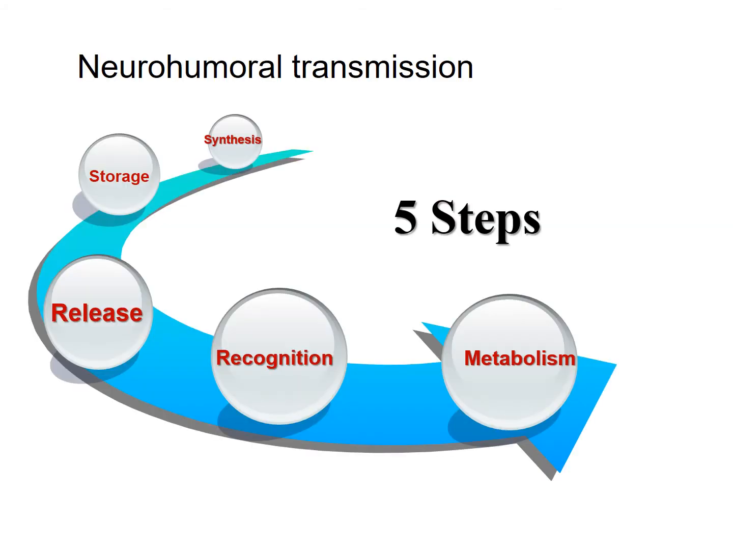So firstly we will see the synthesis, storage and release of acetylcholine. A neurohumoral transmission takes place in 5 steps, that is the synthesis, then the storage and release of the neurotransmitter, then the recognition of the released neurotransmitter by the different types of receptors, and then metabolism and destruction of the neurotransmitter, and thus creation of a response by the neurotransmitter in the effector organ. This is the neurohumoral transmission.